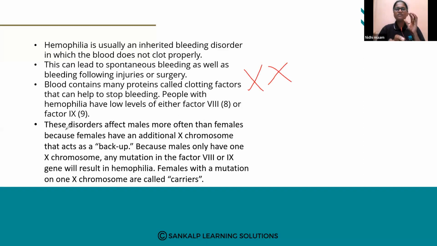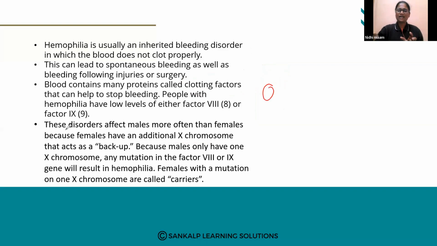So the gene which affects the clotting factor is present on the X chromosome, right? But in our case, if this gene is on one X chromosome, it is not on the other X chromosome. So that is why we will not exhibit or get hemophilia. We will be the carriers. Females are considered carriers, and we will not get hemophilia.